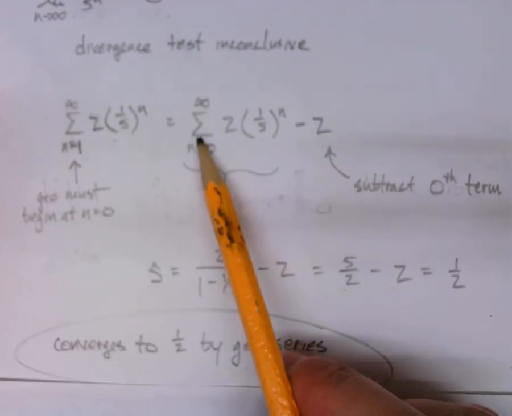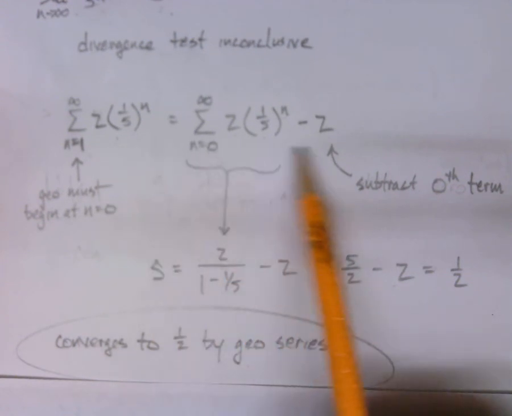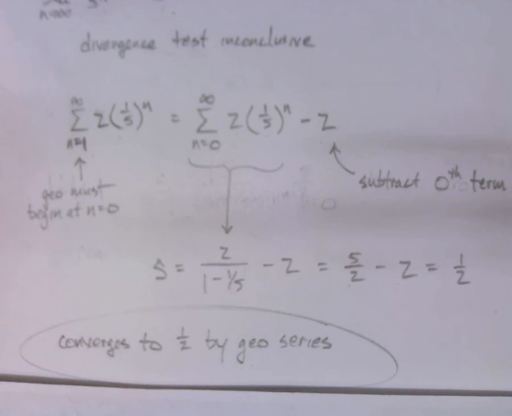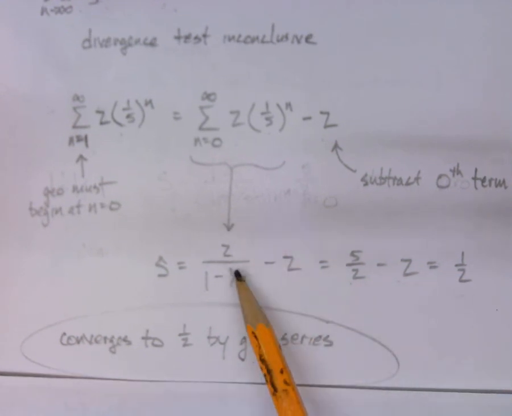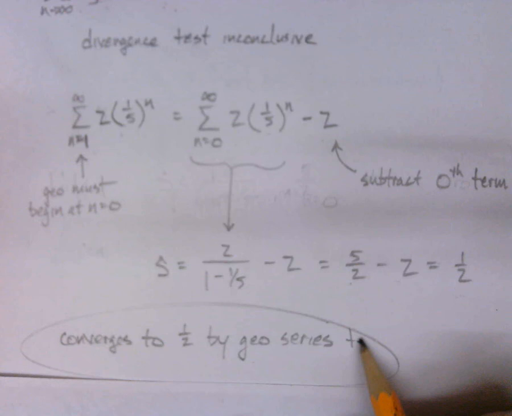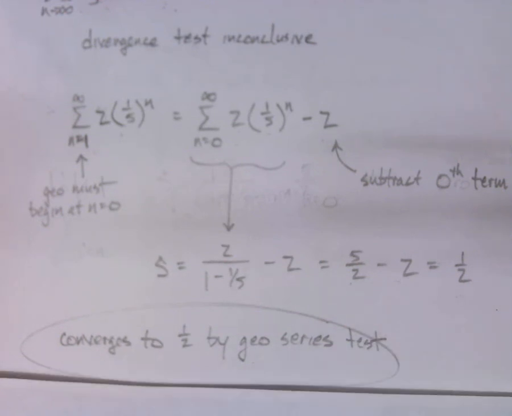Really, I knew that it converged way back here because that converges, and if I subtract 2, then that's still going to converge. I just didn't know what the number was. So I went through these steps, and now I can tell that it converges to 1/2 by the geometric series test.